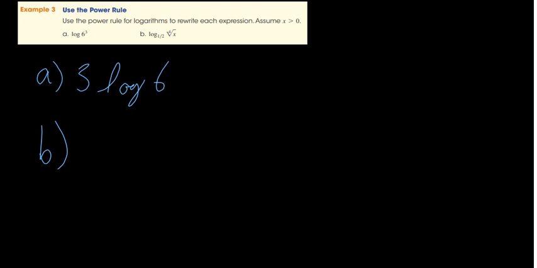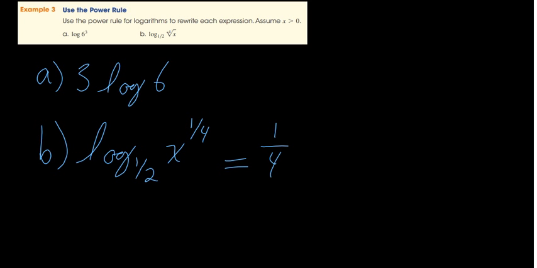Okay, and then B. Let's go ahead and rewrite this. Let's take care of this radical and rewrite it as x to the 1/4 power. You don't necessarily have to rewrite it like this, because at this point you probably have a good understanding of exponents, but I'm going to do it just to be abundantly clear. We know that that is the same thing as putting that exponent out front: 1/4 log of 1/2 of x.